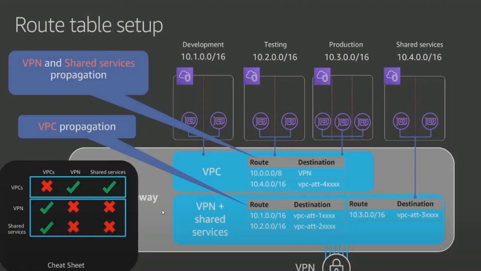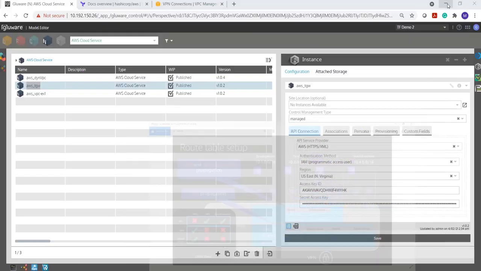Then there's a transit gateway. Transit gateway adds a lot of routing type capability to describe who can talk to who and who can talk to the VPN gateway. So it's quite a complicated example, but I think a good reference point to show you what Gluware is able to automate using Terraform. So let me close that out.